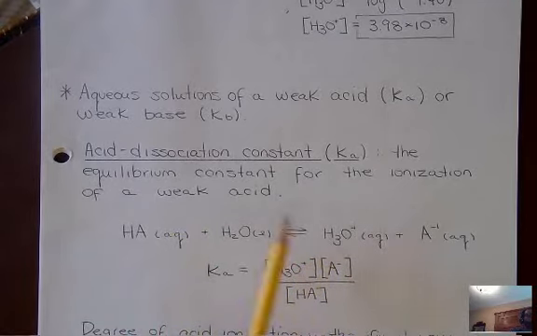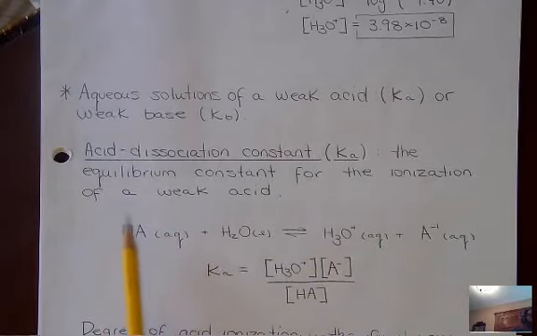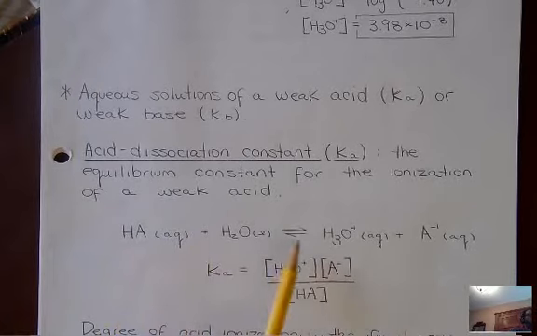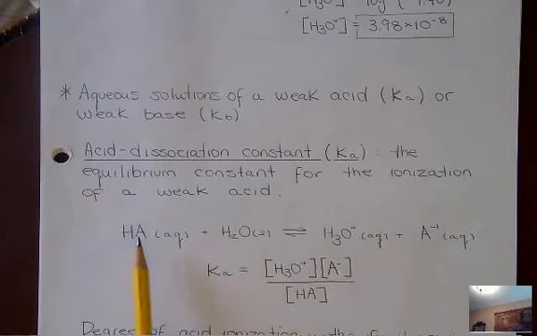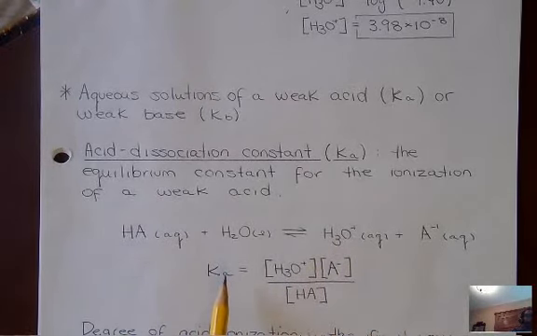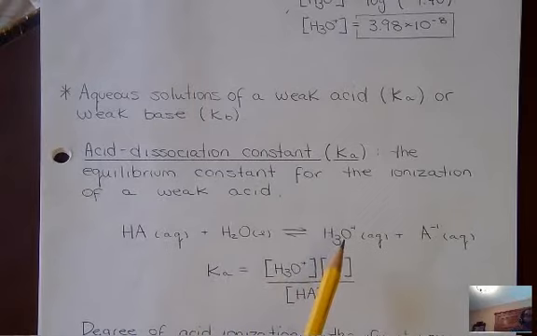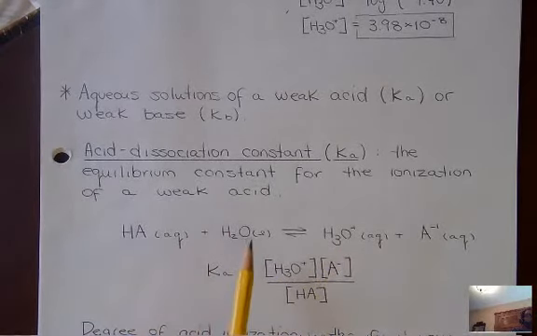The counterion is what's left over after HA dissociates. So if the H comes off and goes to water, what's left? A minus. So if this was HF, then this would be F minus over here. So for all equilibrium constants, including Kas, you take the concentration of the products divided by the concentration of the reactants.